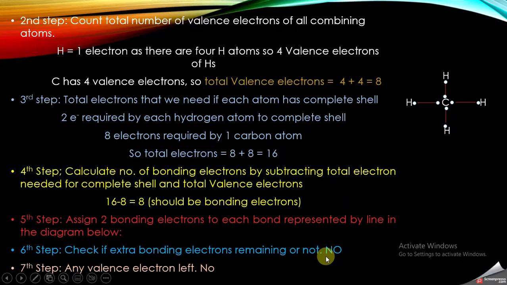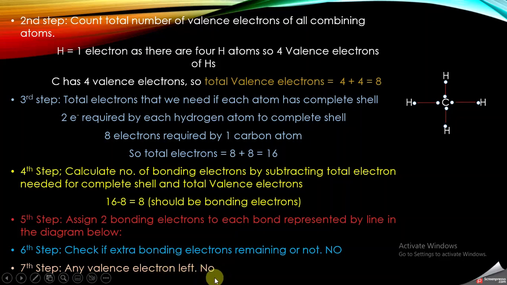So in this case no, because we have utilized all the 8 electrons. Now the seventh step is to see if any valence electron is left. That is, you have to check that the bonding electrons are equal to the valence electrons. If they are equal, it means all of the valence electrons are utilized in bonding.